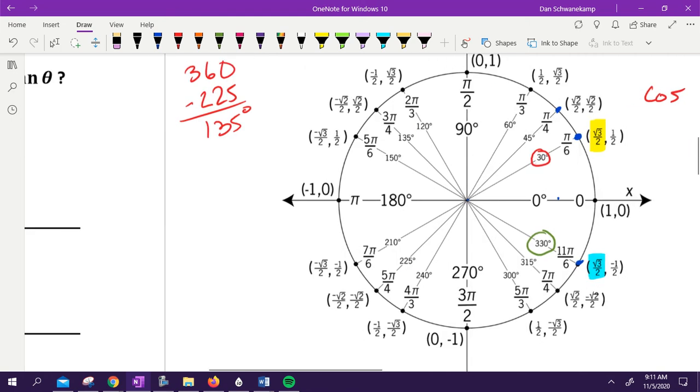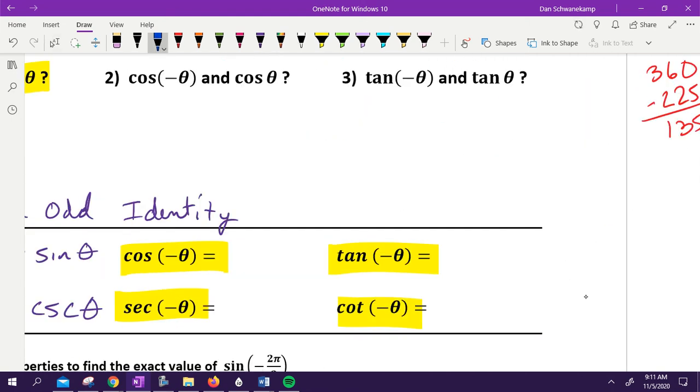So let's write that out. What we just learned was that cosine of a negative angle is exactly the same as cosine of the original angle. Same thing with secant. Secant of a negative angle would be exactly the same as secant of the original angle.